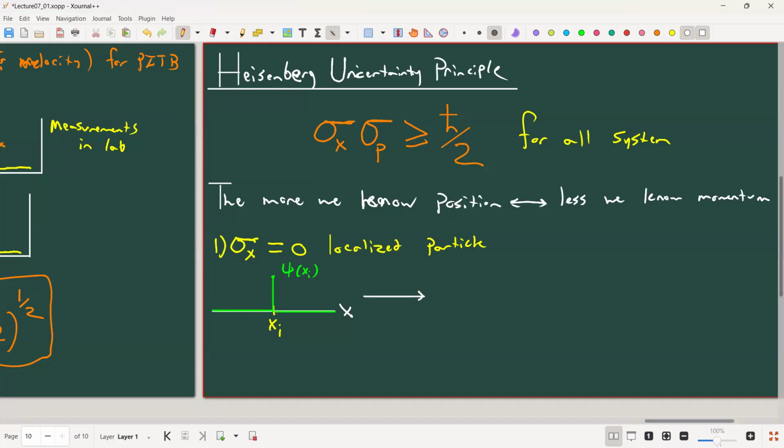Well, let's think about it. What is the uncertainty? What is delta x, or sigma x? The standard deviation of the state is 0. So sigma x is 0. We've localized it to exactly one position, which means by definition sigma p is infinite.